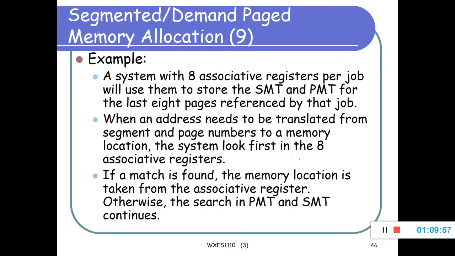One example is 8 SMT registers per job. We'll use them to store the SMT and PMT for the last 8 pages referenced by that job. When an address needs to be translated from segment and page numbers to a memory location, the system looks first in the 8 associative registers. If a match is found, the memory location is taken from the register. Otherwise, the search through PMT and SMT continues.